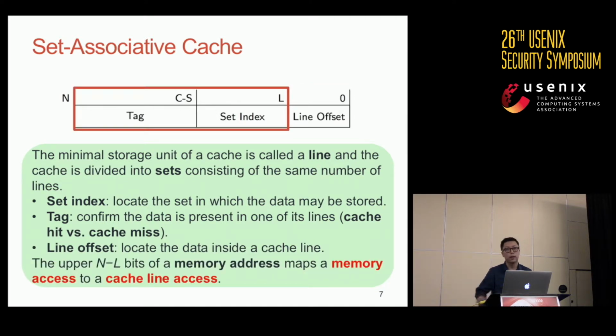As you can see, for a memory address of n bits, the upper n minus l bits would map a memory access to its corresponding cache line access. And it is actually relevant to the timing, because essentially it will decide for a memory access whether it will lead to a cache hit or a cache miss.